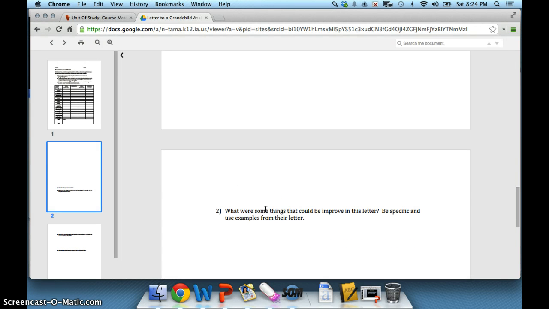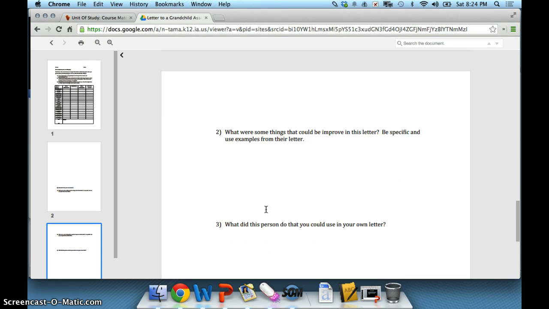Same goes with the second one. What are some things that could be improved and made better for this letter? Be specific. Maybe they don't describe themselves a whole lot. They say they have brown hair, or add in a whole bunch of other stuff.